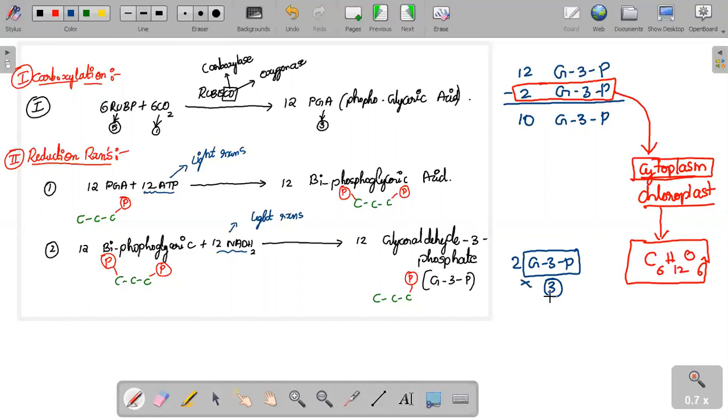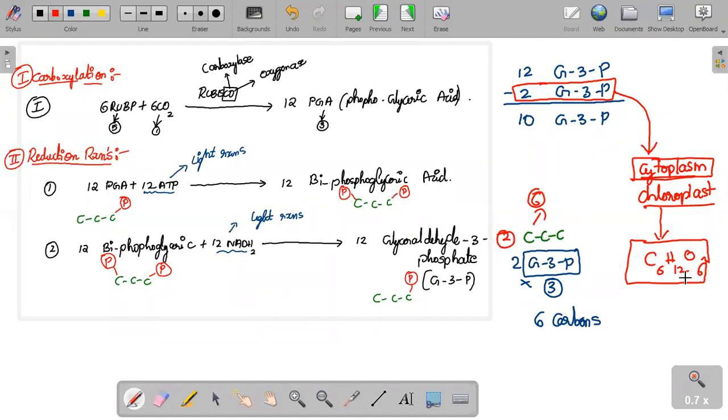So 2 into 3, how many carbons are you going to get? You are going to get 6 carbons. G3P is a 3 carbon compound, and you have 2 such compounds. So 2 times 3 gives you 6 carbons. Now totally 6 carbons are there.